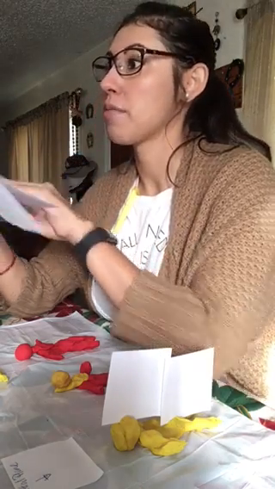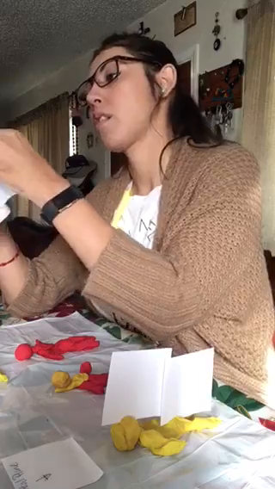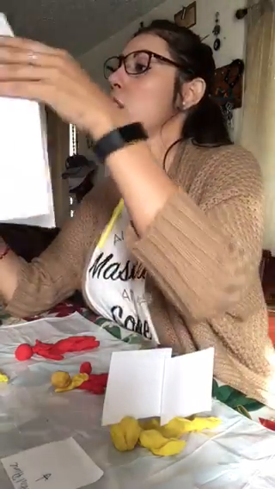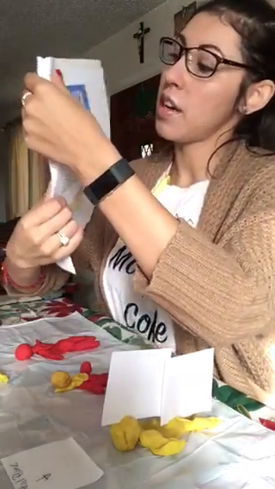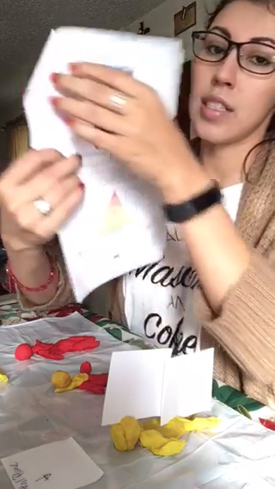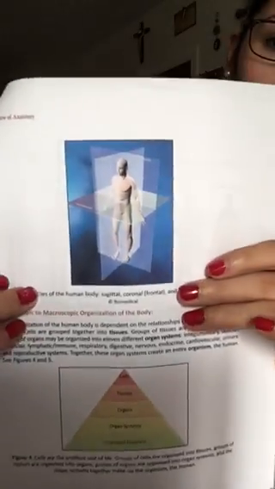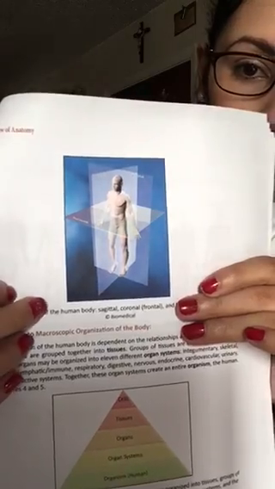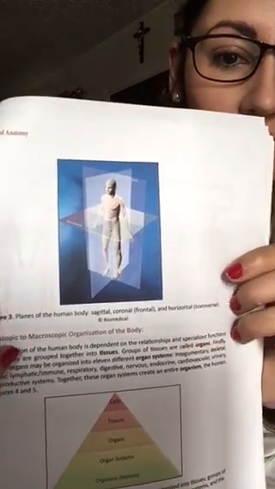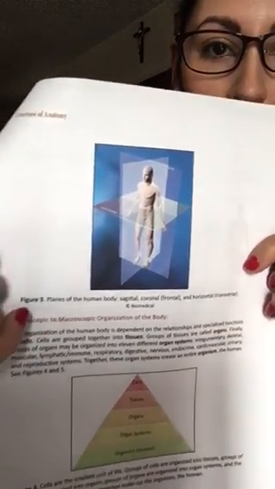In figure 3, this is a glimpse of how the sagittal planes are. Transverse, inferior, so you can get an idea.